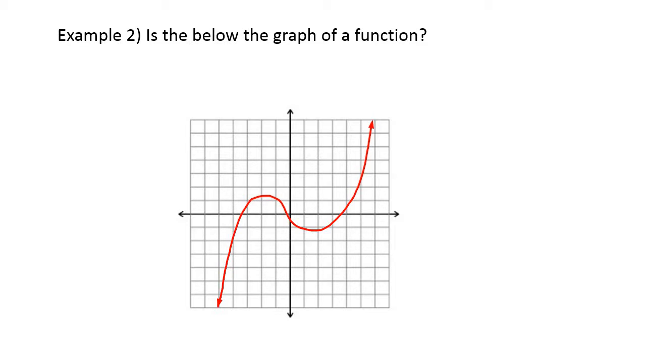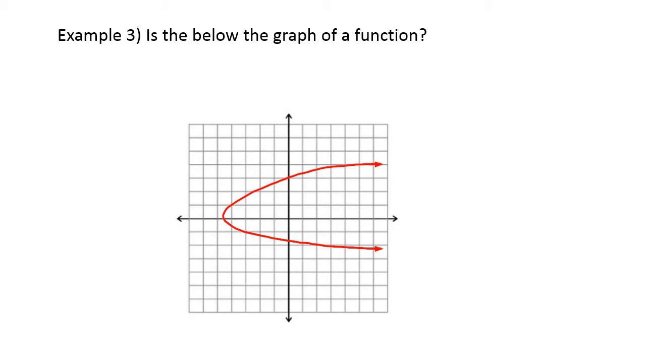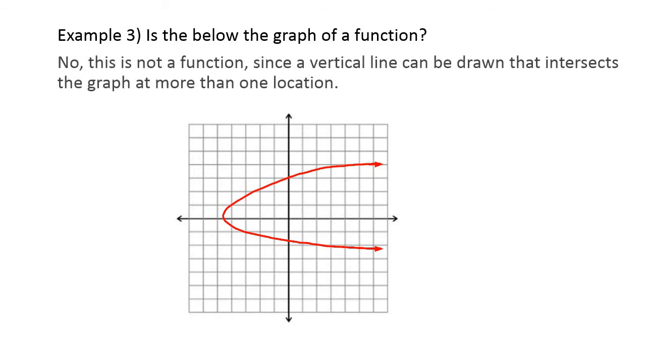Example 2, is the below the graph of a function? I hope you said yes, this is a function, since no matter where you draw that vertical line, it only intersects that curve in one point. Example 3, is the below the graph of a function? And this is our first example where no, this is not a function, since if I draw a vertical line right there, right away I see that it intersects the curve at 2 points. So this is not a function.